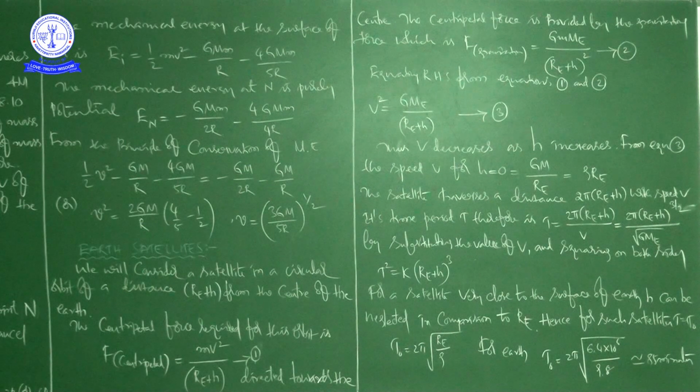Moon is the only natural satellite of the Earth with a near circular orbit, with a time period of approximately 27.3 days, which is also roughly equal to the rotational period of the moon about its own axis. So this time period of approximately 27.3 days is for the moon.